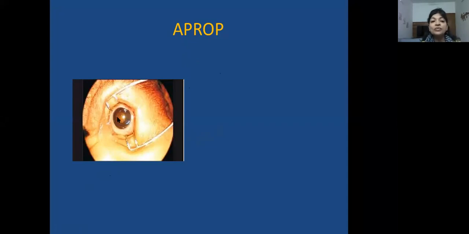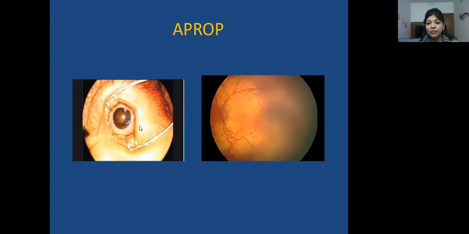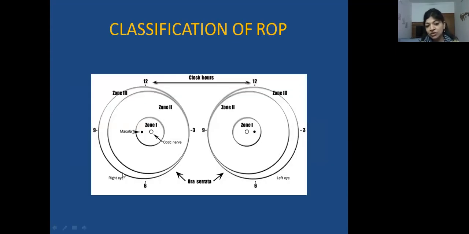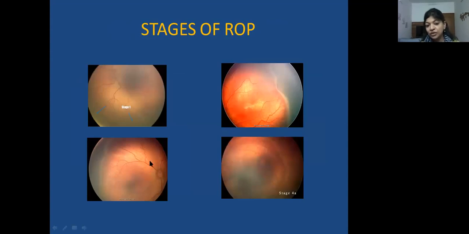So some clues when you examine the baby which will tell you that this baby probably has APROP: look at this. When you see the pupil is not dilating very well, even after half an hour of waiting, you can see that this pupil is small. That's one clue that this child could have APROP. And look at this photo. When you see it, look at the blood vessels. They look so tortuous compared to the previous one. This is a regular routine stage 2 ROP.